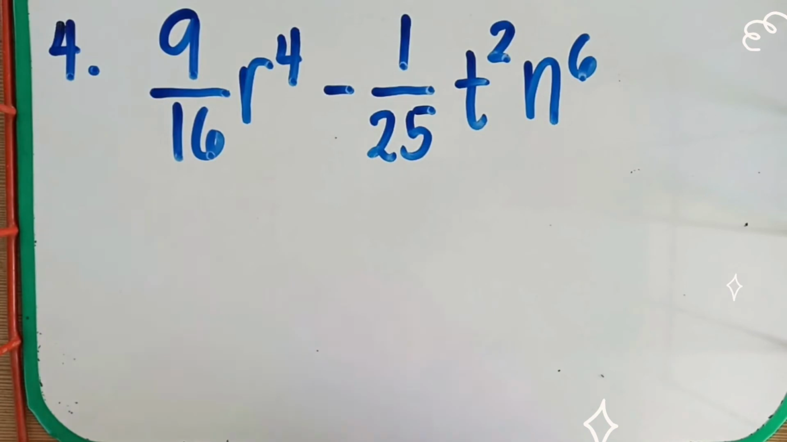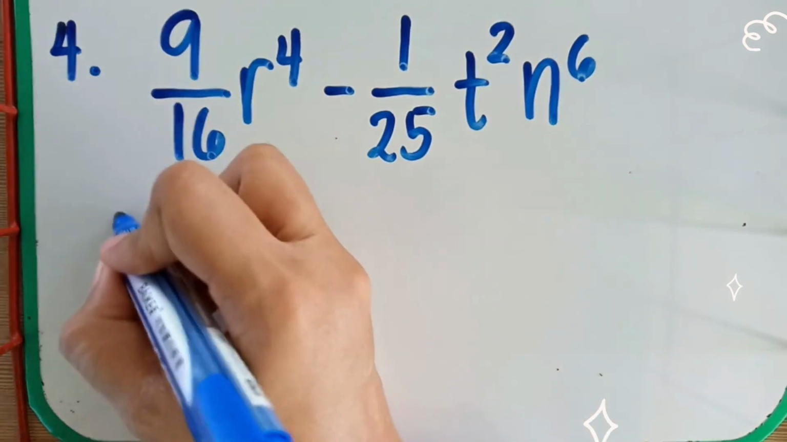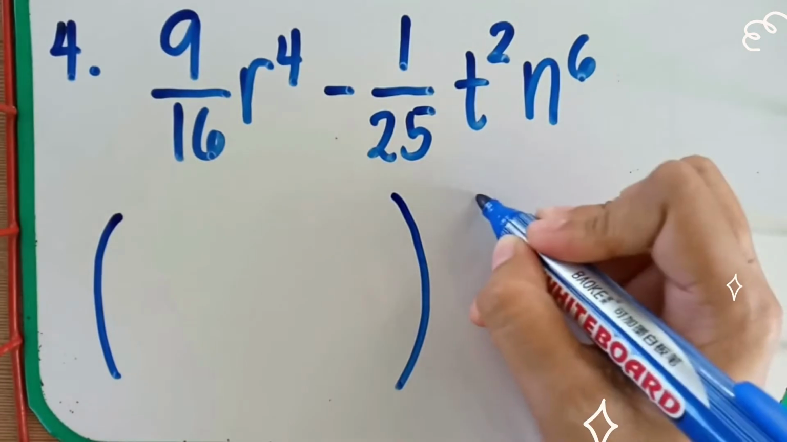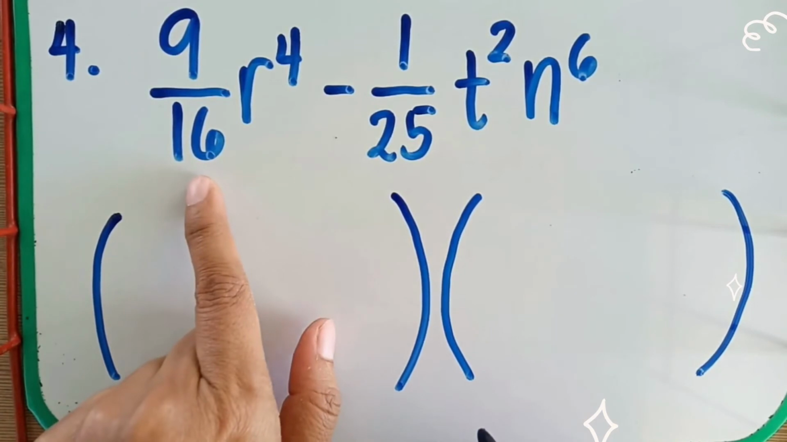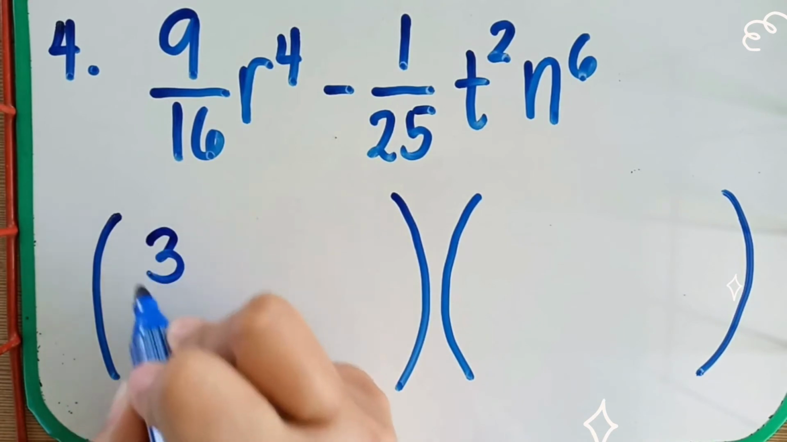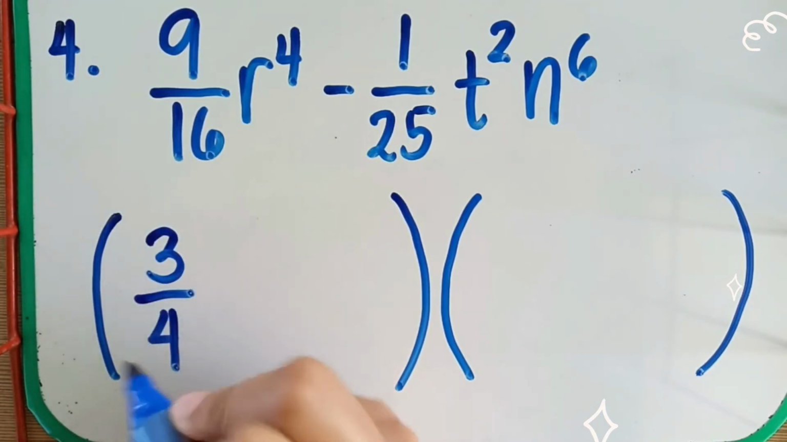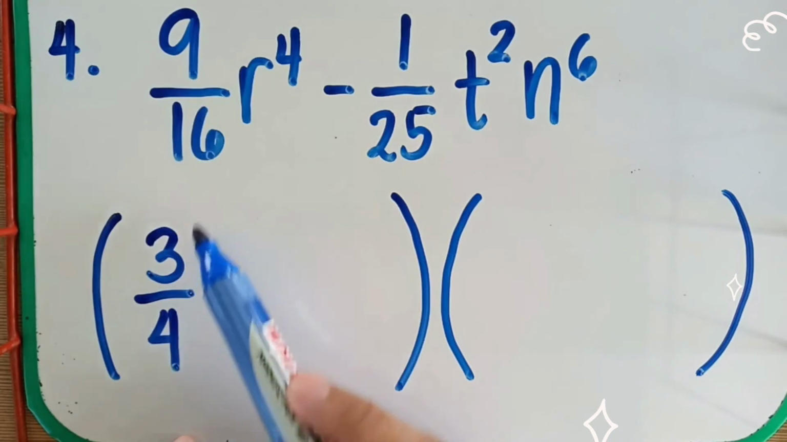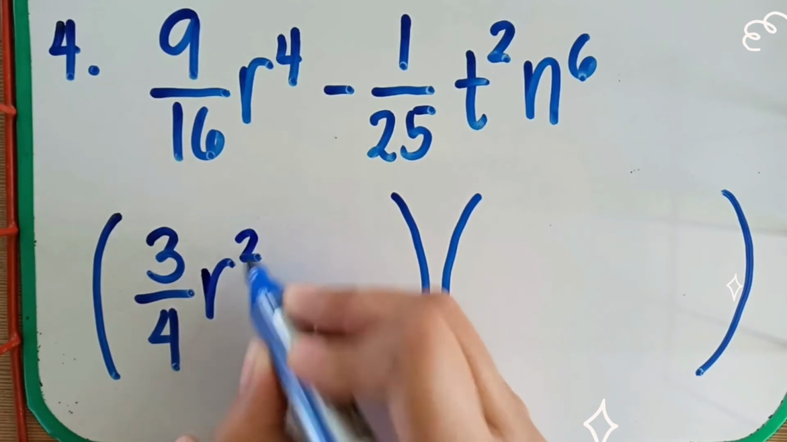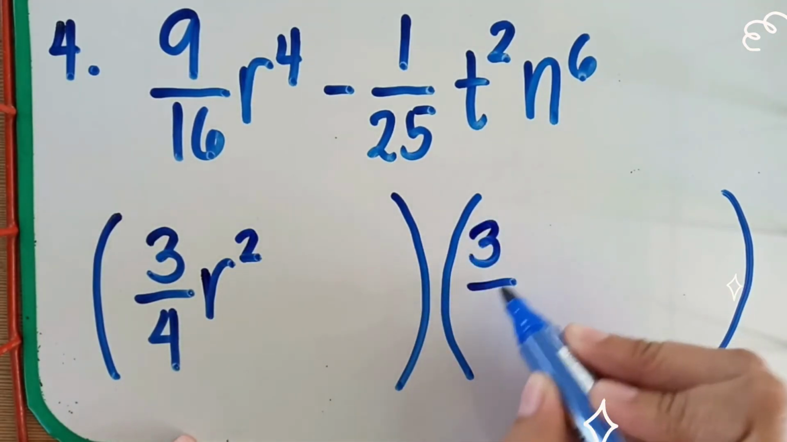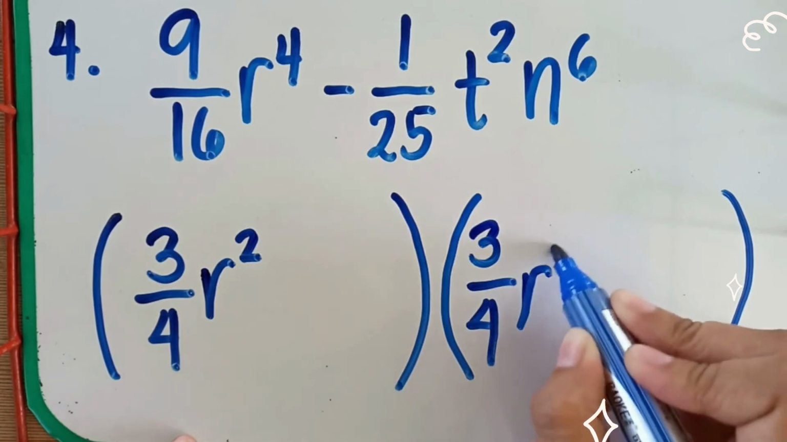Example number 4: 9 over 16 r to the 4th minus 1 over 25 t squared n to the 6th. We have here 2 binomials. We have to get first the square root of the first term, 9 over 16. The square root of that is 3 over 4. You get first the square root of 9, which is 3, and the square root of 16, which is 4. And then we have here r squared. So we also have here 3 over 4 r squared.